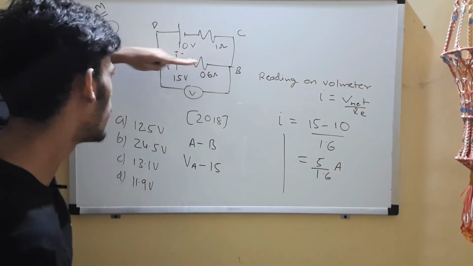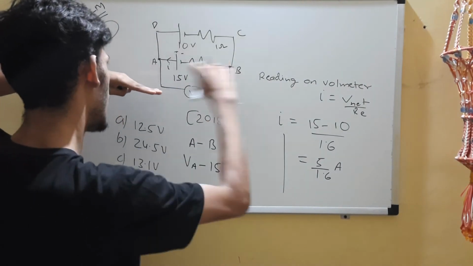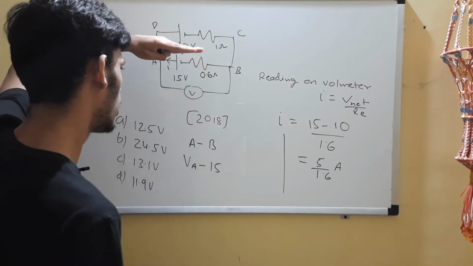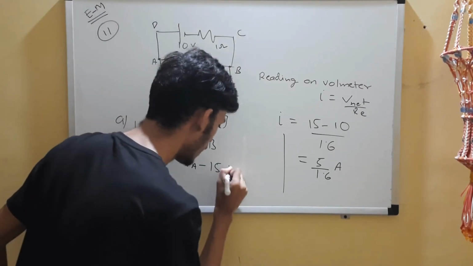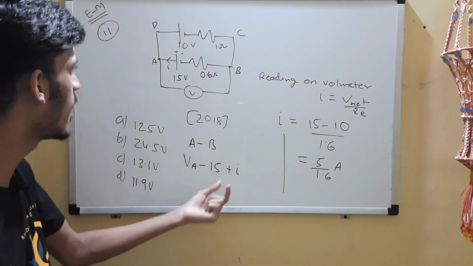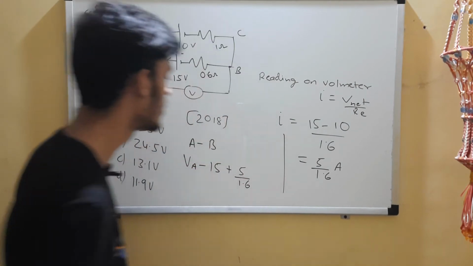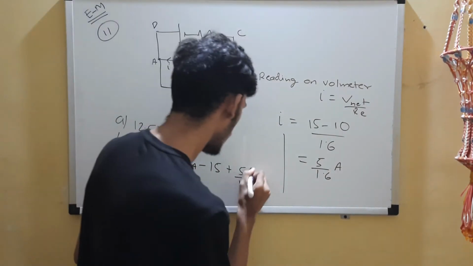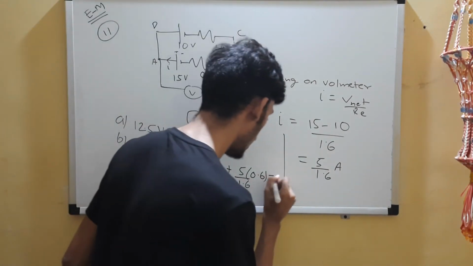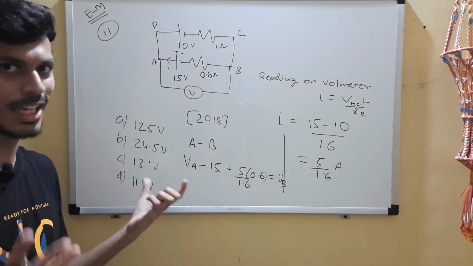Now we are moving opposite to the direction of the current, right? Current is in this direction, but we are moving from A to B. So we are in the opposite direction to the current. So it will be plus IR, a potential gain, opposite to the current. I we already know the value. I is 5 divided by 1.6, into R, that is 0.6. And that will give us the potential at B. So we just selected this path and applied KVL.